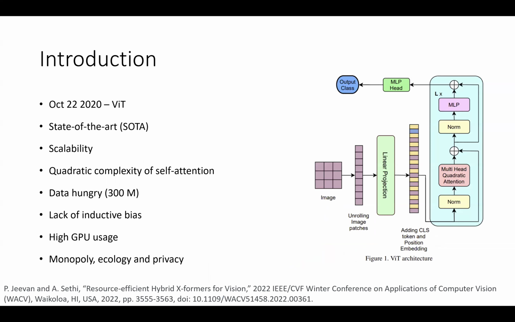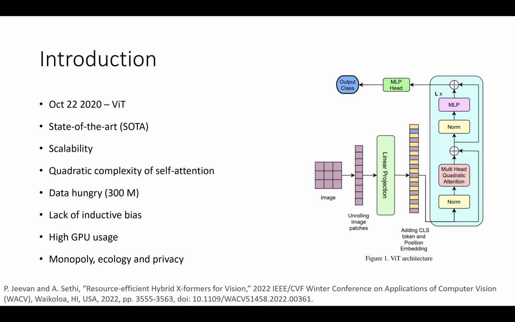But things changed in October 2020 when vision transformers came. The vision transformer is the first completely transformer-based architecture which doesn't use CNNs, and it beat the state of the art in image classification on the ImageNet dataset. Transformers come with the property of scalability: you can just throw more compute, add more layers, and throw more data at a problem, and the result just keeps getting better.